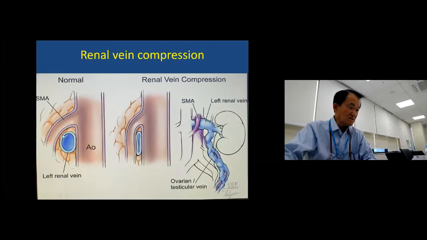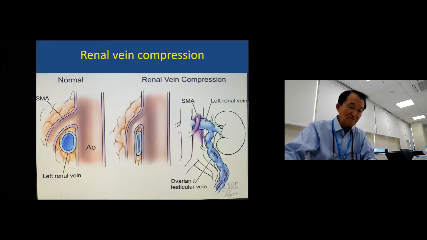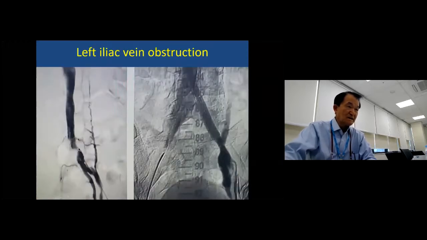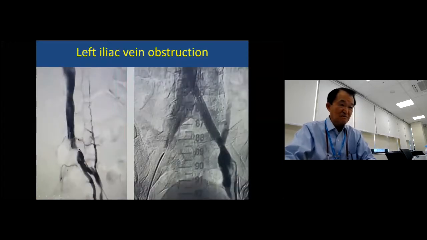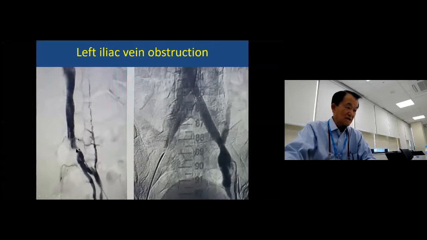Normally the renal vein should be open like this. But if for some reason the renal vein is skewed here, then you see the ovarian or testicular veins very engorged, because it's not flowing there. Once you block here, that's it. A venogram usually shows this. If there's a blockage here, the collaterals go to here.